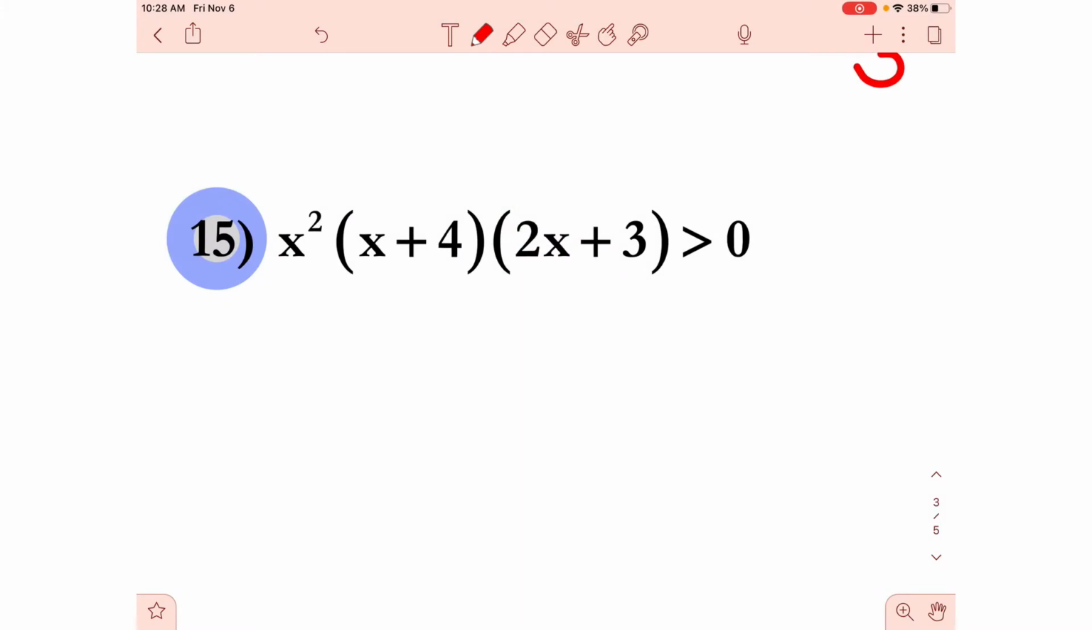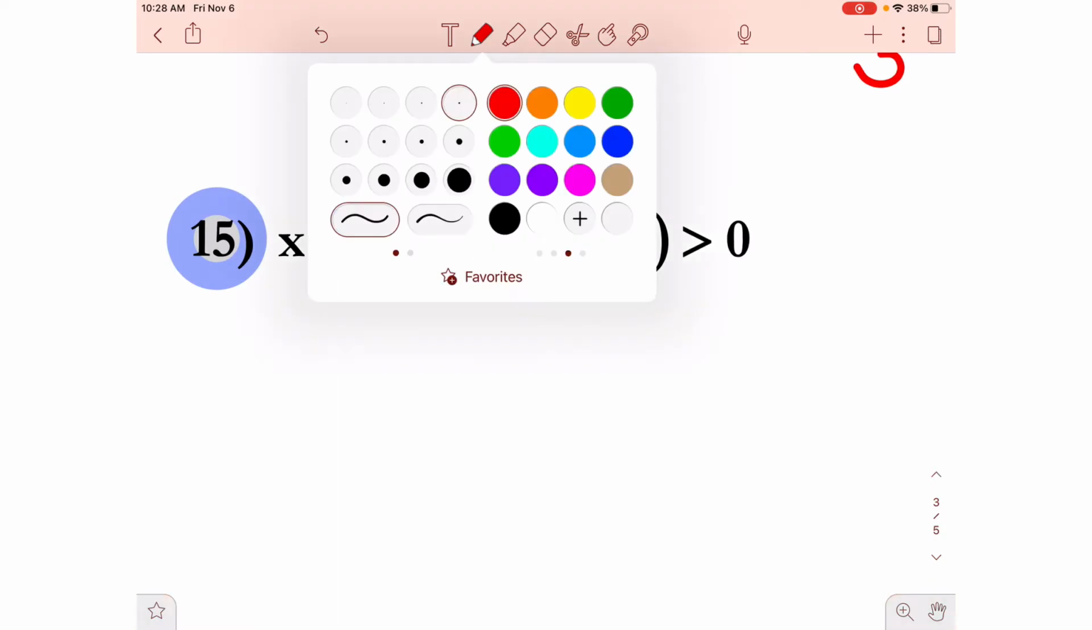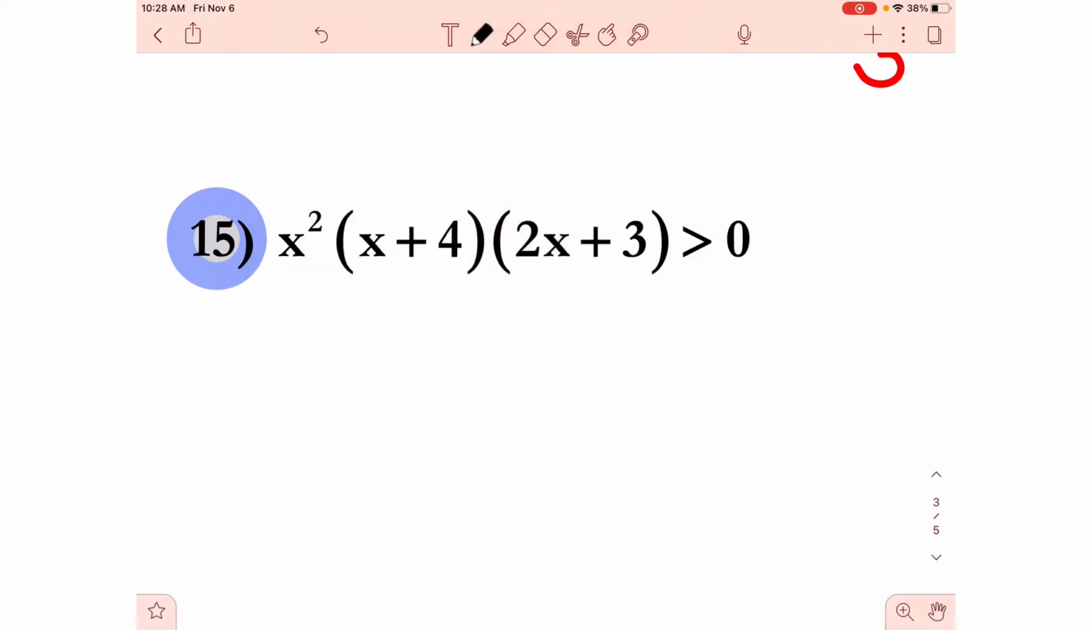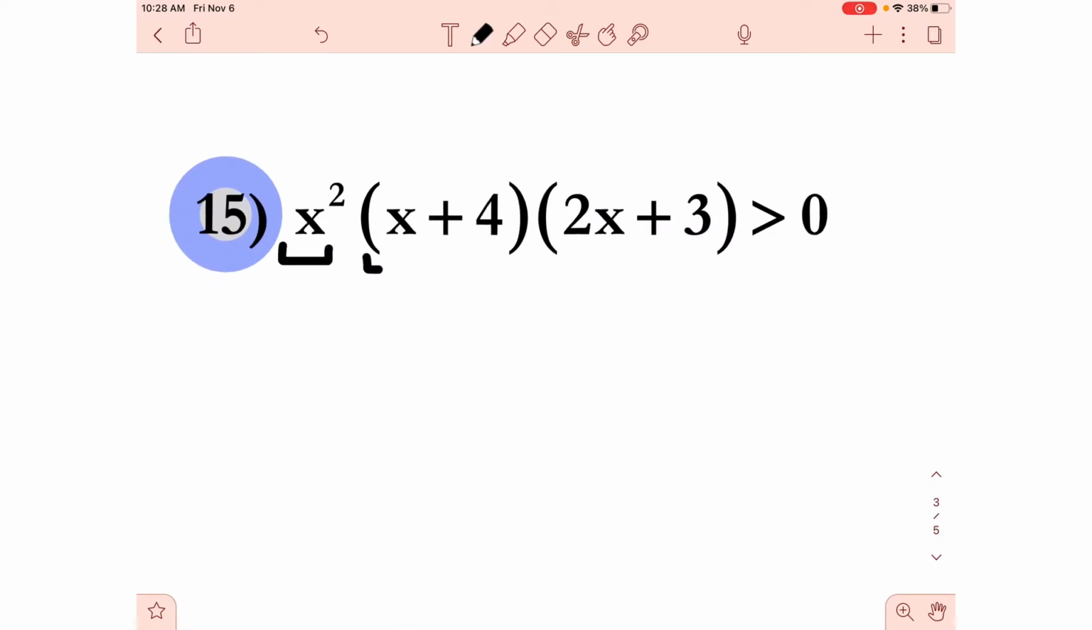Class, so this is a video regarding quadratic inequalities or higher degree inequalities. And so I am going to start with number 15 from worksheet 2. 15 is already factored for us, which is amazing. All I need to do is start by figuring out my critical values. To do that, I'm going to set each factor equal to 0, and I'm going to solve.